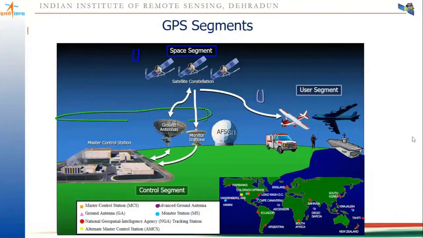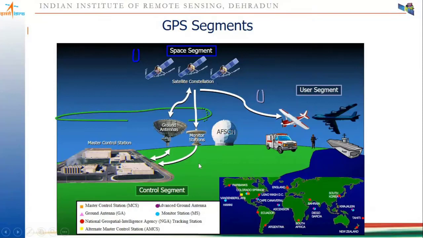GPS basically has 3 segments. One is the space segment, where these 24 satellites are orbiting around the Earth. Then there is the control segment. Throughout the globe, if you look at the picture, at the top right and bottom, there are monitoring stations.